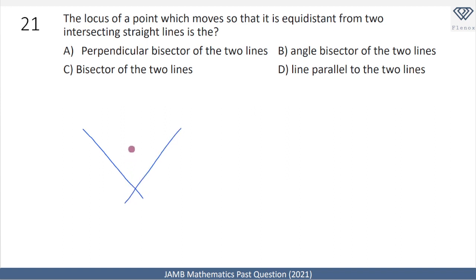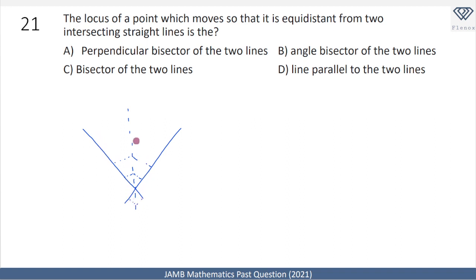So now the question says the locus of a point which moves so that it is equidistant from two intersecting lines. So if I want to draw a locus of a point that is equidistant from this line and this line, essentially it means that point is going to move something like this. And why is that the case? Because if you look at this, the distance from here to this line is equal to the distance from here to this line. Same thing, distance from here to this line is the same thing as distance from here to this line, all the way through for any point that you look at.